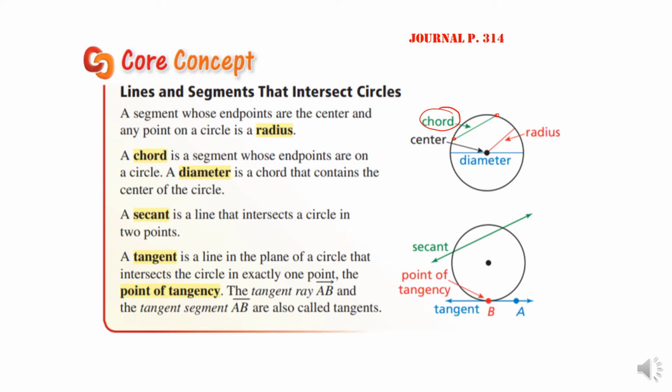A secant is a line that intersects the circle in 2 points. A tangent is a line in the plane of a circle that intersects the circle in exactly 1 point, called the point of tangency. The tangent ray AB and the tangent segment AB are also called tangents. So if you have just a short segment, like that, then that's a tangent. Or you can have this as a tangent, or even a ray as a tangent.